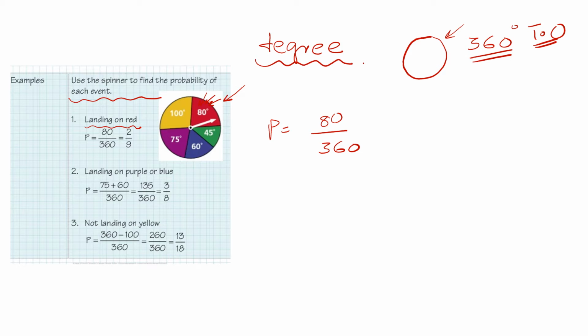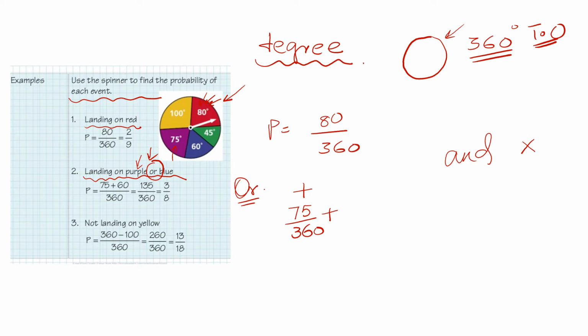Now let's see the second question. They are asking for landing on purple or blue. The main focus is on "or". Remember that in probability questions, when "or" comes, you put a plus sign, and when "and" comes, you put a multiplication sign. This is the basic thing you should remember. Landing on the purple: purple is 75, so you write 75 over 360. Or means plus, and blue is 60, so 60 over 360. Just solve it and you will get the answer.